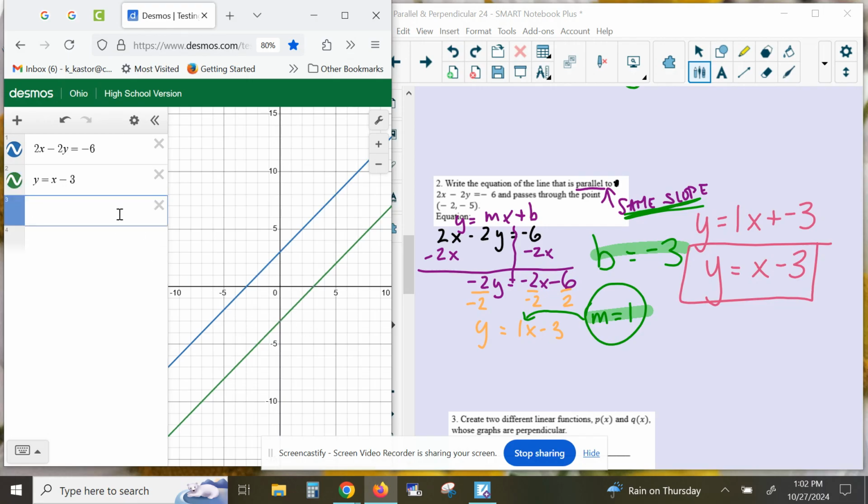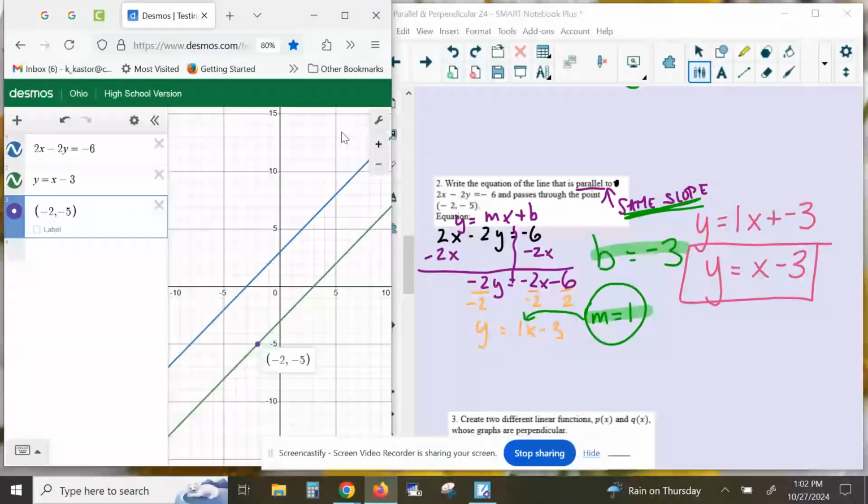Parallel. We can even check and see if they go through -2, -5. And boom, it does. Look at -2, -5. So there is our correct answer. Remember, if you're taking a test, you can check all of your answers. No need to have wrong ones.